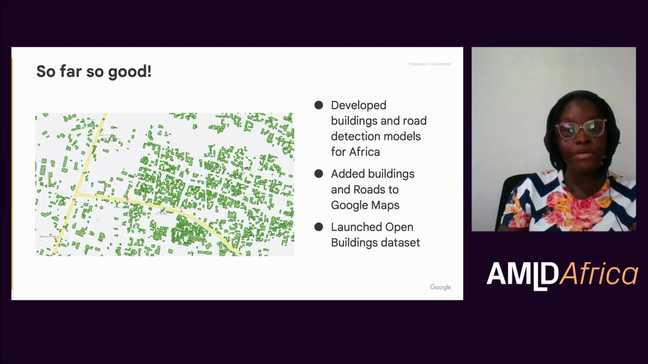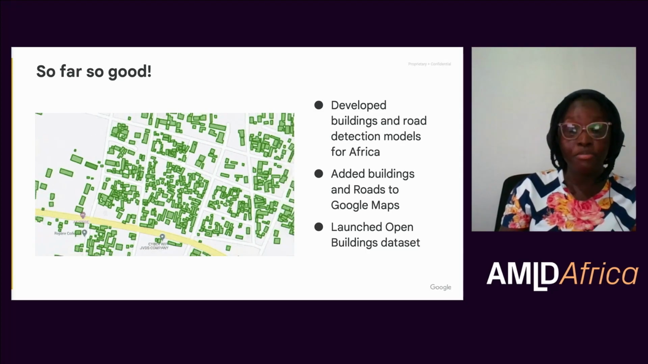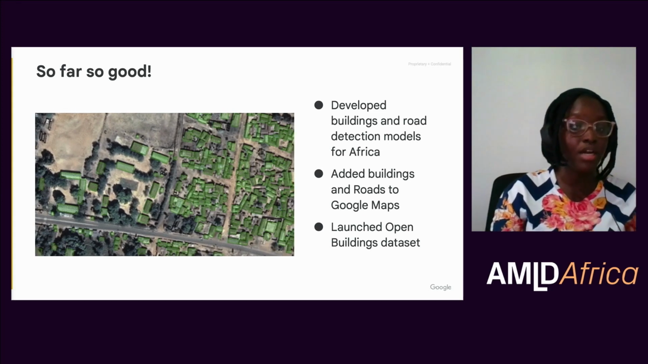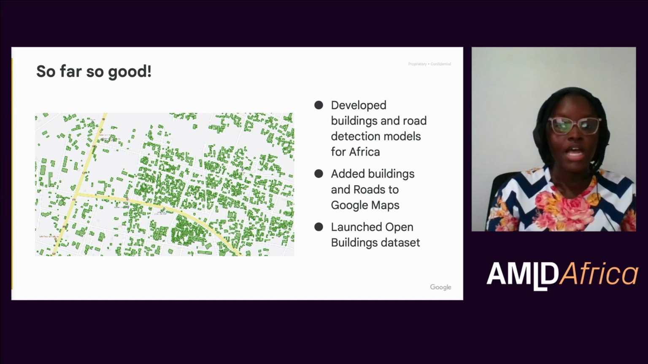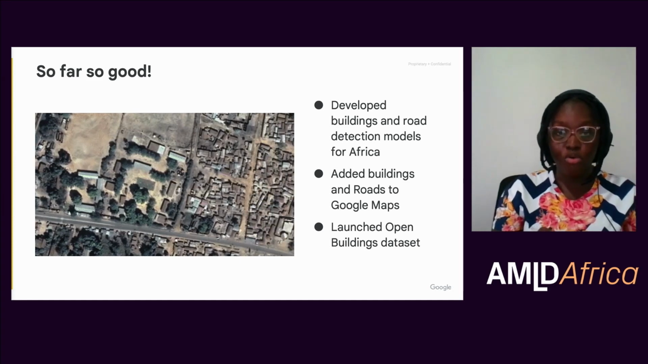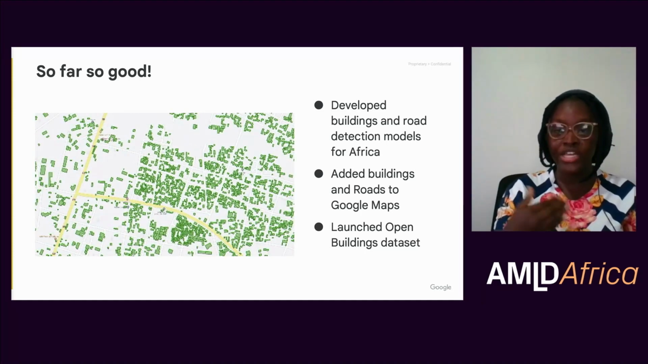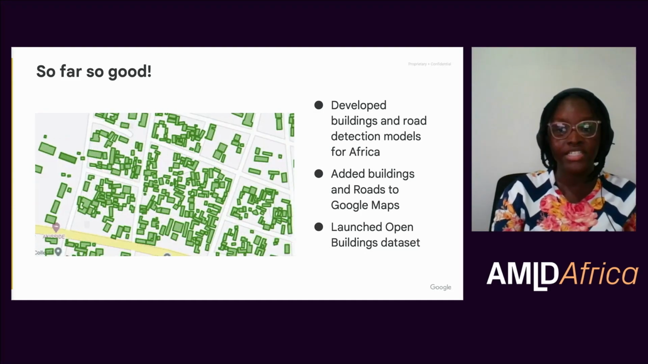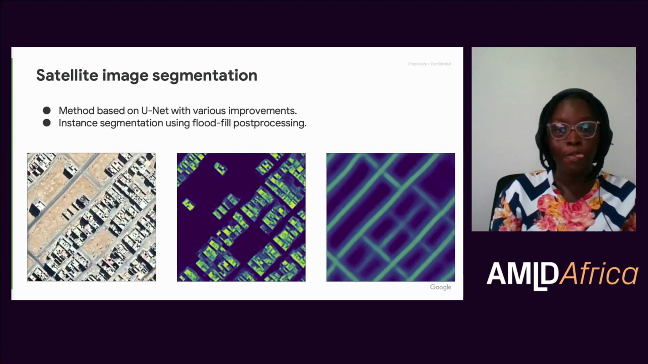We developed a building detector model, which we modified for roads as well. And we've detected a huge number of buildings and roads in Africa, with focus on Africa for now in this talk. We've added these buildings and roads to Google Maps with new ingestions ongoing, and we launched a dataset called Open Buildings Dataset, which I'll talk about. And so let's dive deep into our detection model for buildings.